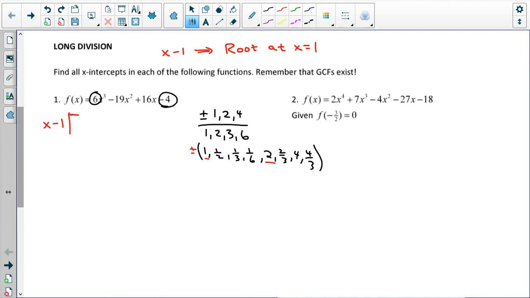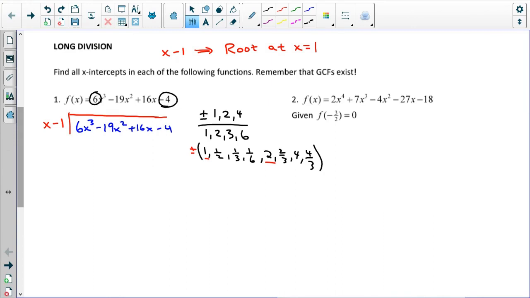I'm going to try to divide by x minus 1 first. I'm going to warn you, this will not work. So if you don't want to write this down, that's okay. But I'm trying to show you what happens when you choose something that doesn't work. 6x cubed minus 19x squared plus 16x minus 4. So I'm going to show you some long division.